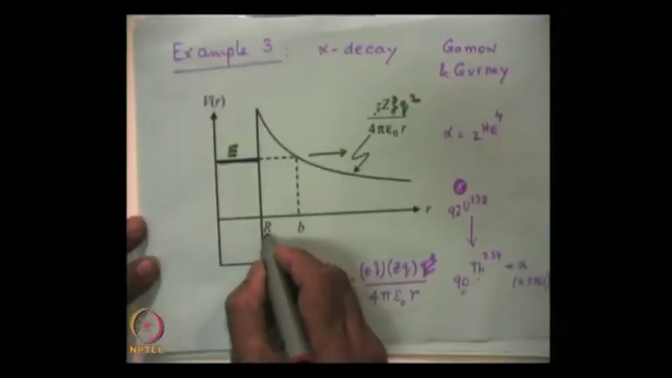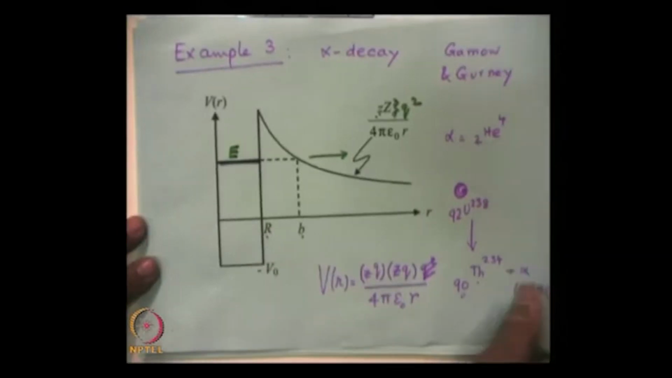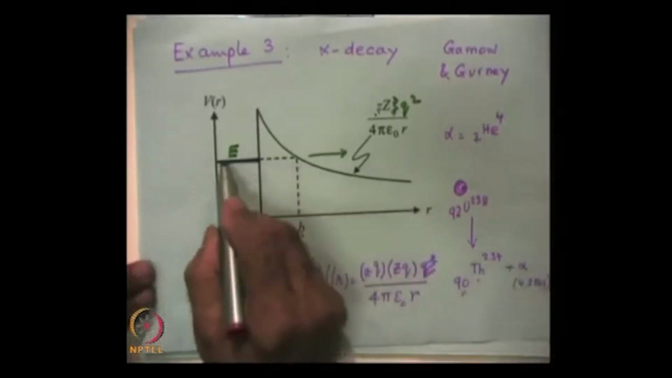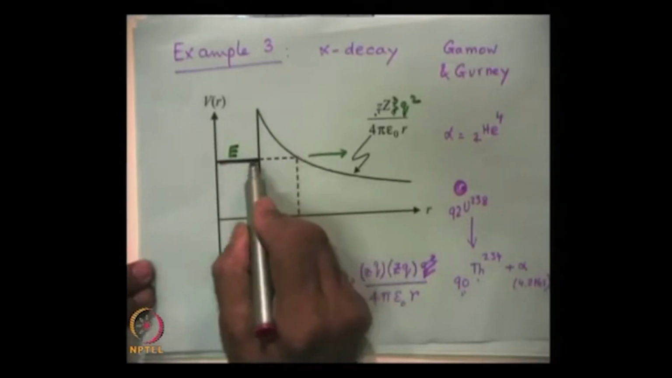So, we can now use the same formula for the alpha decay problem. You have the energy, one of the turning points is a and the other turning point is b, where b is the value of r where this Coulomb potential becomes equal to E.